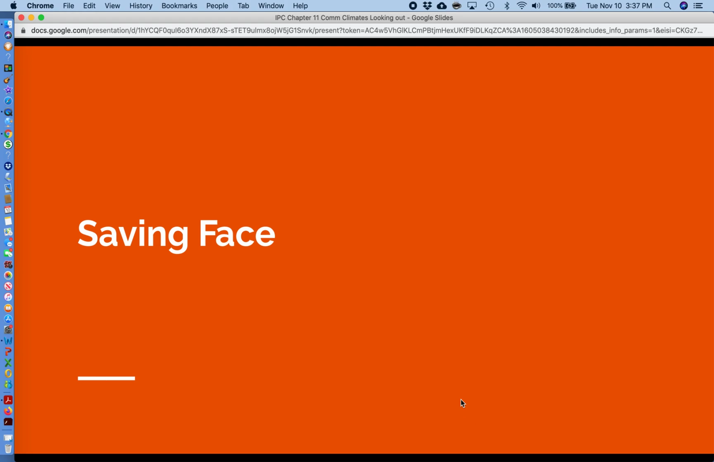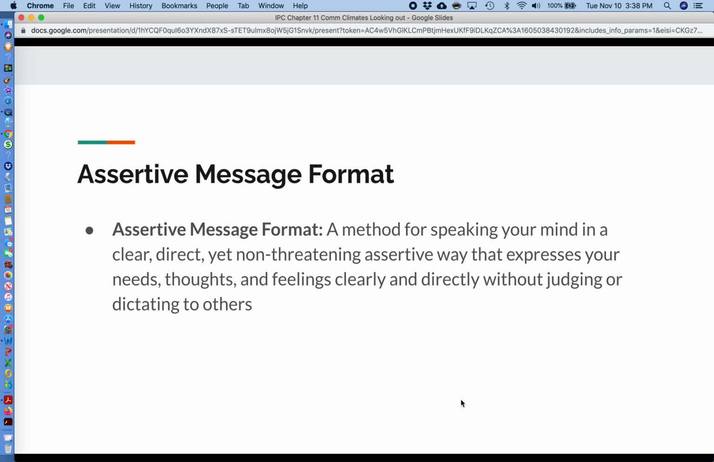Today we're going to talk about saving face, and specifically a form of perception checking behavior that allows you to communicate with people in a way that won't threaten them. Now, this behavior, or this method, is called Assertive Message Format, or AMF.